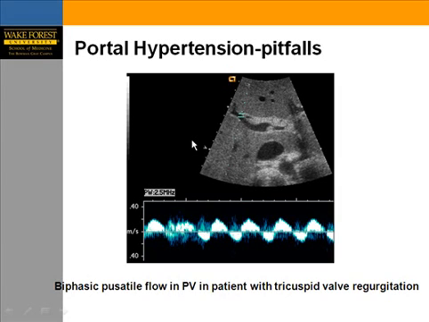Another pitfall that can be encountered is biphasic flow. You need to make sure that you do not interpret any biphasic flow, just based on the pattern, as cirrhosis or portal hypertension secondary to cirrhosis. This is interrogation of the portal vein in a patient who is known to have tricuspid valve regurgitation. So this pattern can also be encountered in patients with right-sided heart failure and patients with tricuspid valve disease.